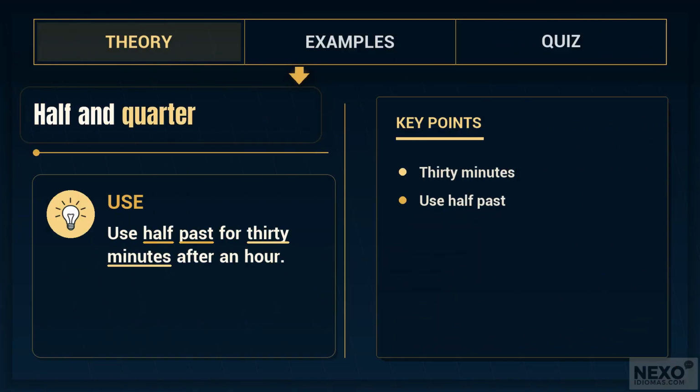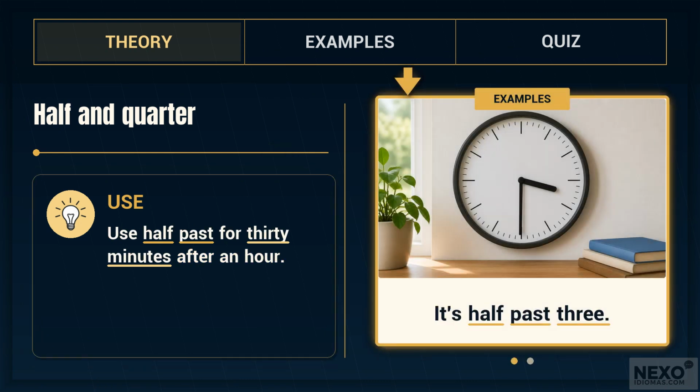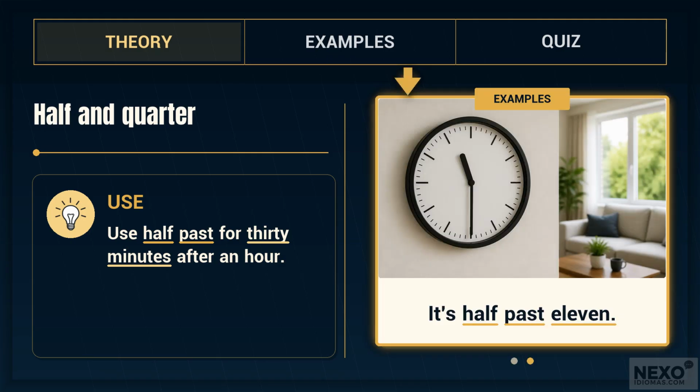Half and quarter. Use half past for 30 minutes after an hour. Example. It's 3:30. Example. It's 11:30.